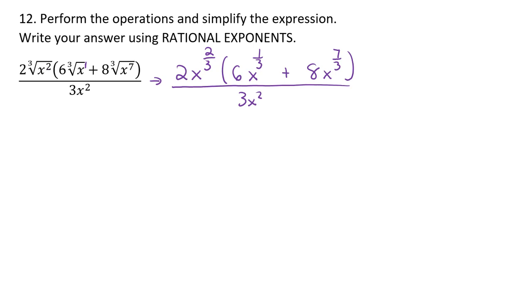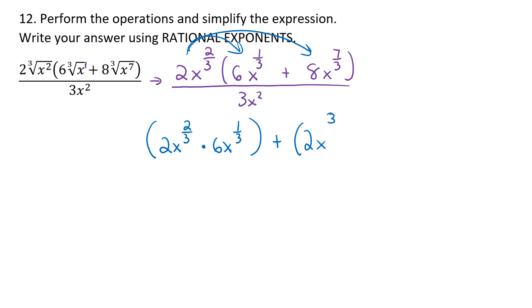From here, we are now going to distribute. So that means this is going to multiply, and then this is going to multiply. So we have 2x to the 2 over 3 times 6x to the 1/3 plus 2x to the 2 over 3 times 8x to the 7 over 3. Remember, when you multiply, we're going to multiply the 2 and the 6 together. Oops, don't forget your denominator.